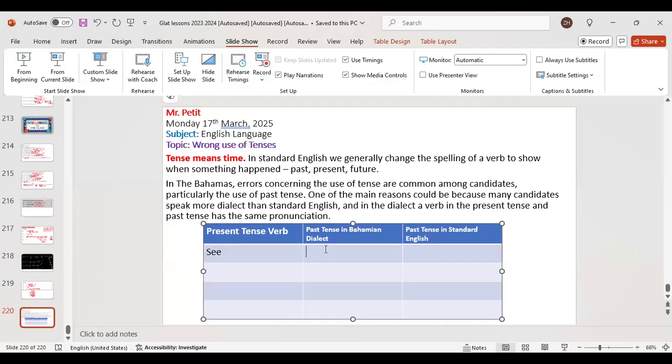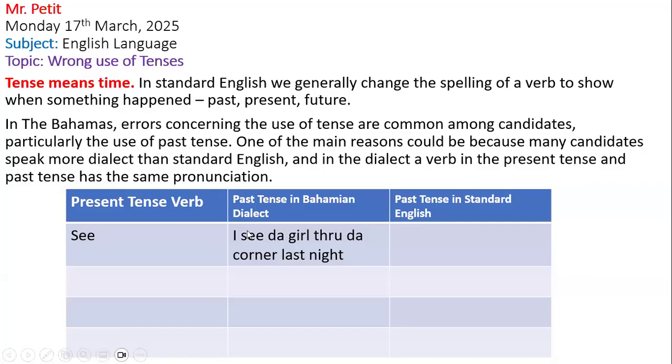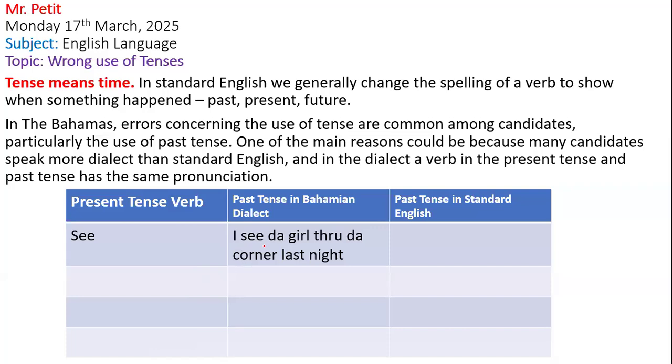Okay, so in Bahamian dialect, we could say I see the girl, what? Through, how do you say through? The corner last night, right? That's what we would say, right? So I see the girl through the corner last night. What is the problem with this? There's a big problem with this. It's the wrong tense. Why is it wrong? Because it's past tense, but we using the present version.